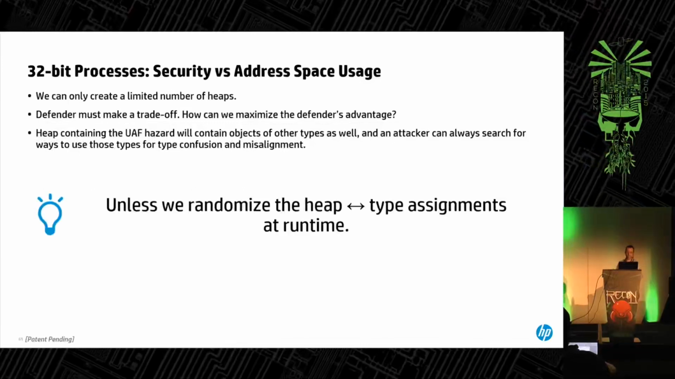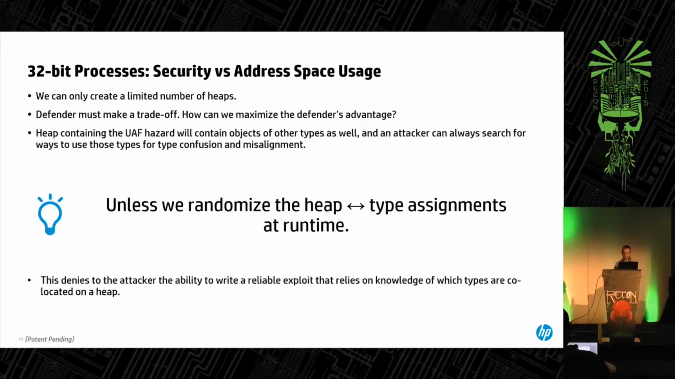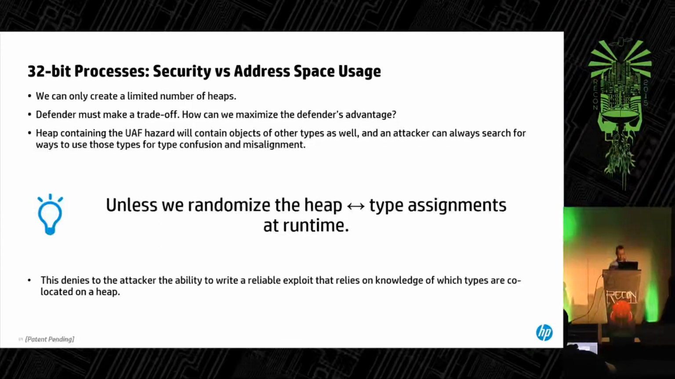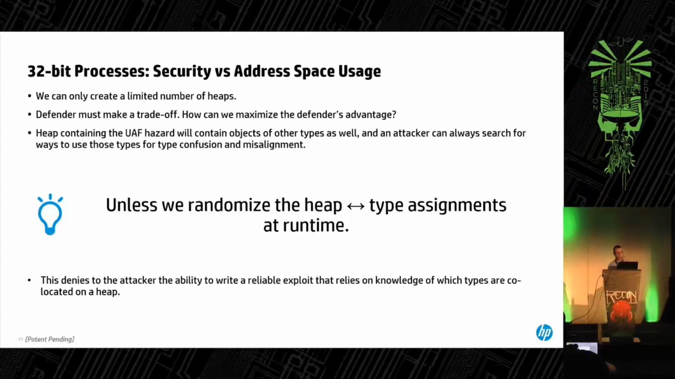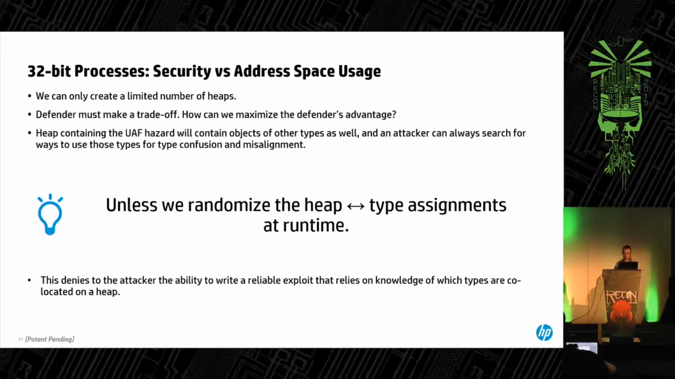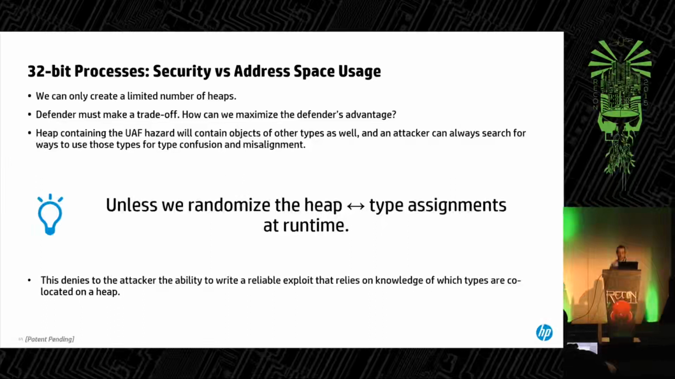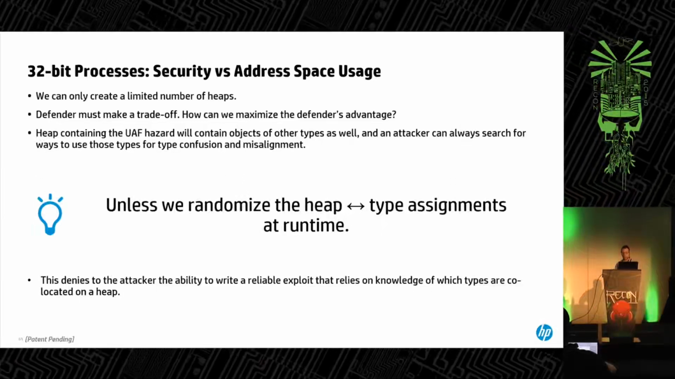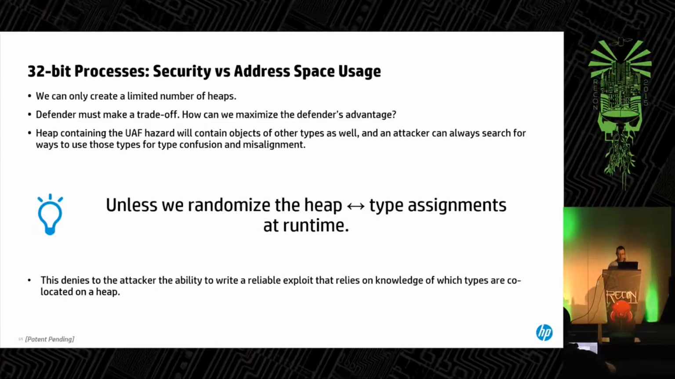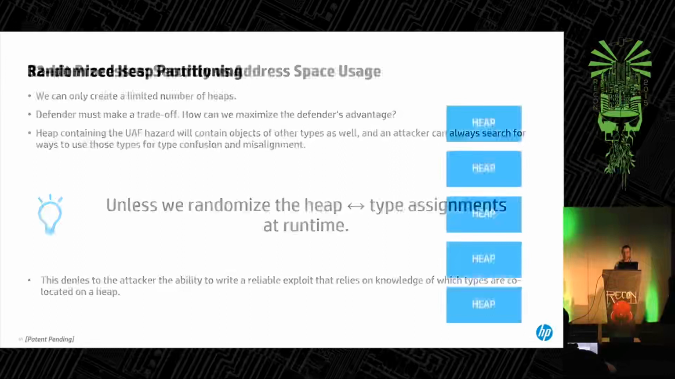Unless we randomize the assignments between heaps and types, we can break the monoculture of heap partitioning and instead do random partitioning at process startup time. It denies to the attacker the ability to write a reliable exploit that relies on knowledge of which types are co-located on a heap. It optimizes the defender's advantage when we make the trade-off between security and the number of heaps we're willing to create.